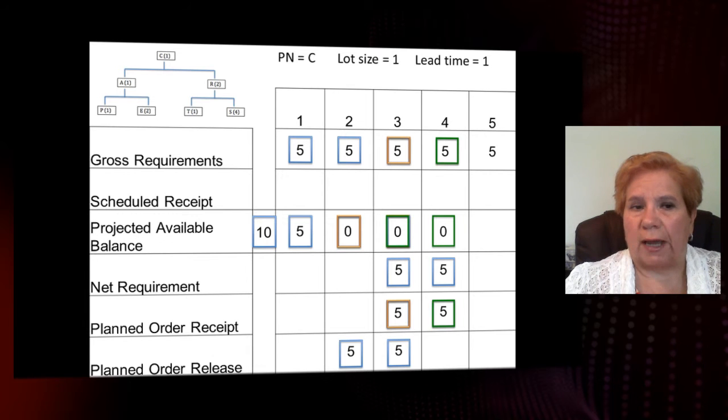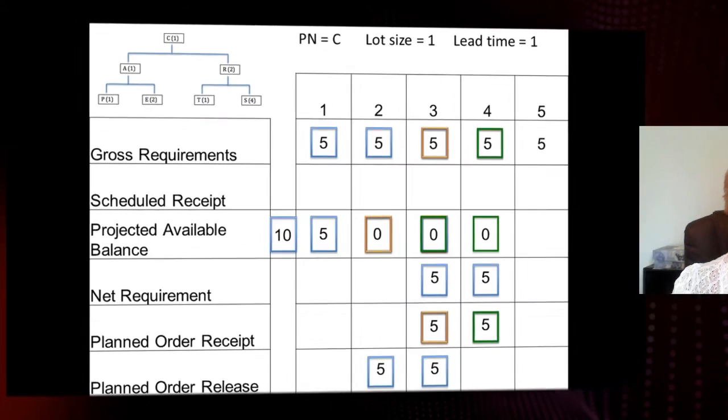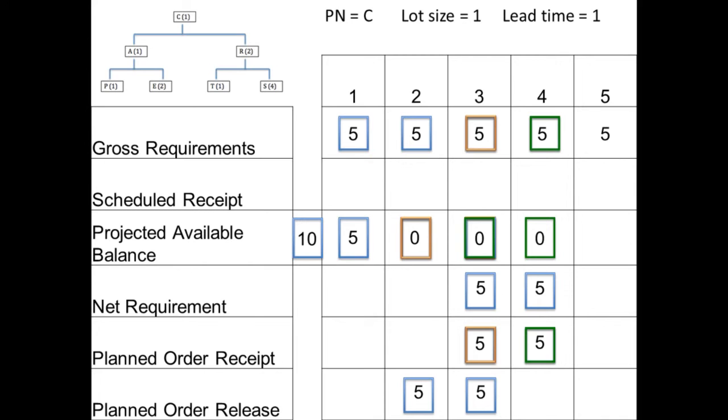All right, so now for period 5. What I'd like you to do is pause the video and try to do that on your piece of paper. When you're ready, hit play. All right, hopefully you completed your MRP grid for part number C. Let's see how you did.